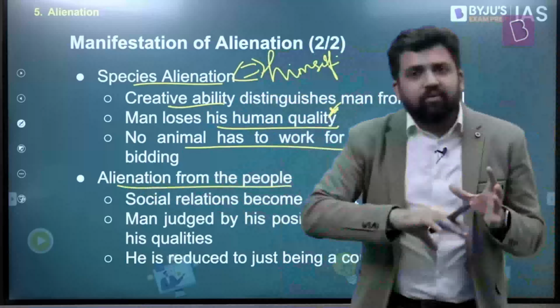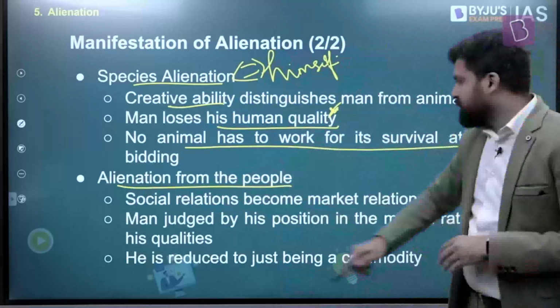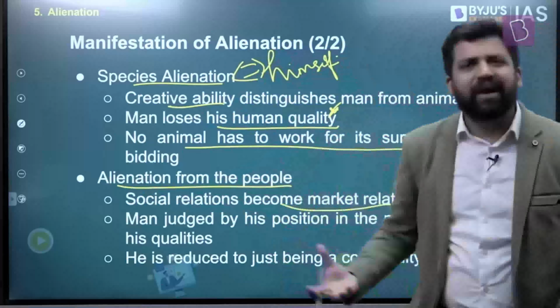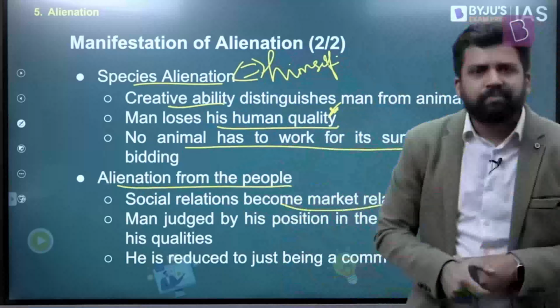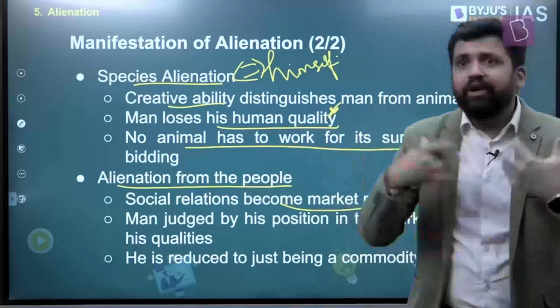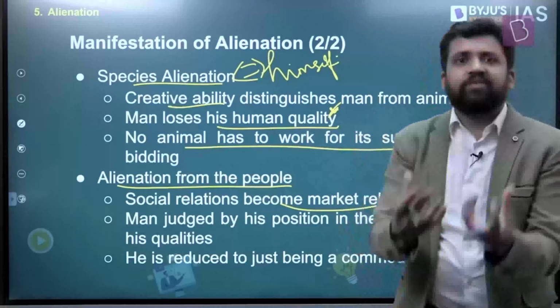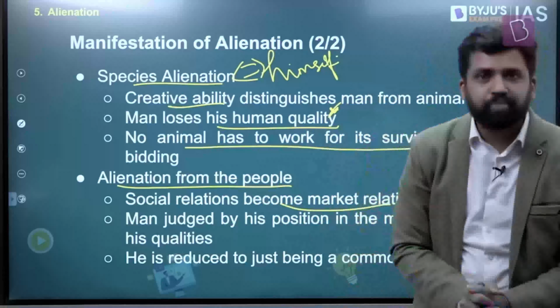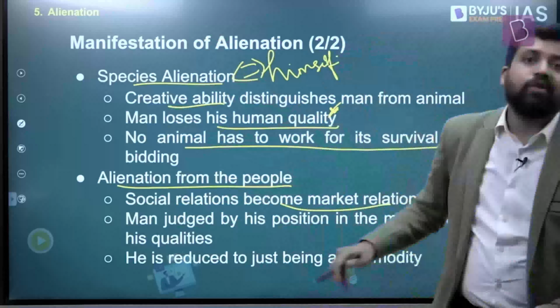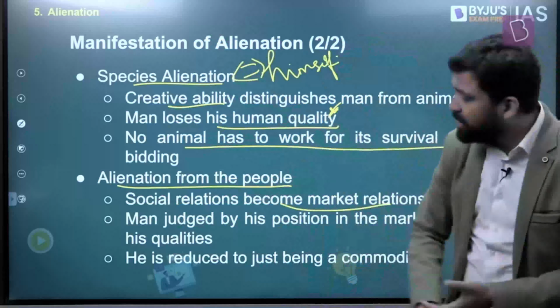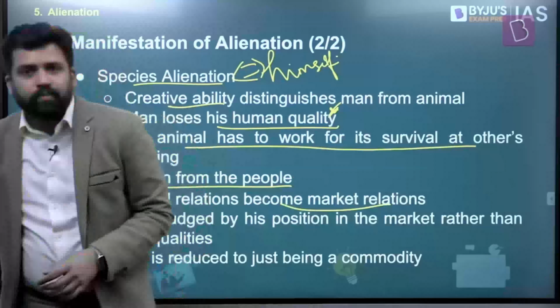And he says alienation from people is also happening in capitalist societies. In capitalist societies, social relations are not even important. Everything is market relations. So you are just treated as a commodity. You are not treated as an individual. You are not treated as a social being. You are just treated as one of the factors of production. So alienation is happening at all these levels: alienation from product, alienation from process, alienation from himself, alienation from the society. So this is how Marx visualizes it.